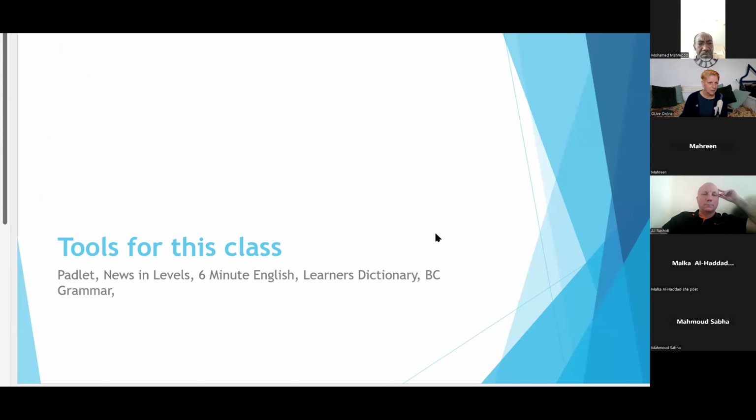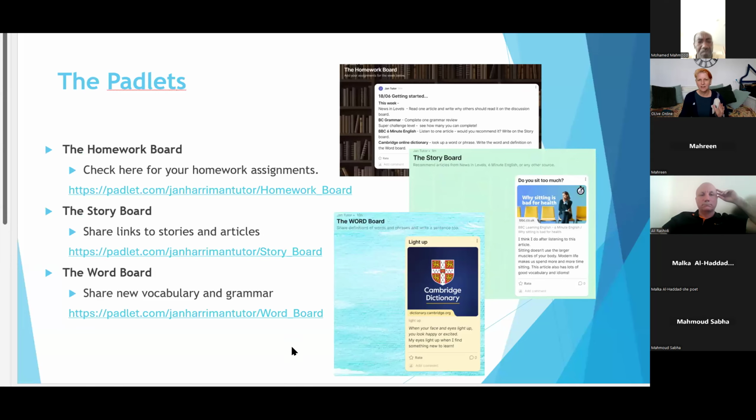I'm going to be using Padlet for a great deal of this, and these following websites. So starting with the Padlets, the first thing that we're going to look at is the homework board. This is where I will give you your assignments each week.